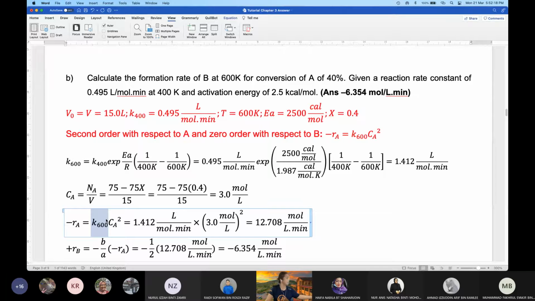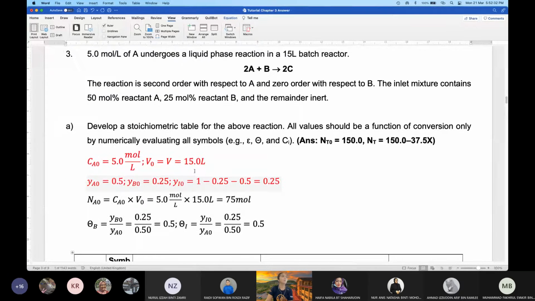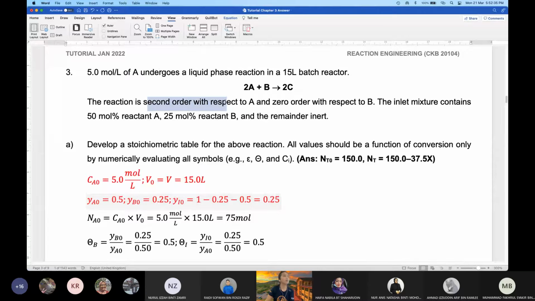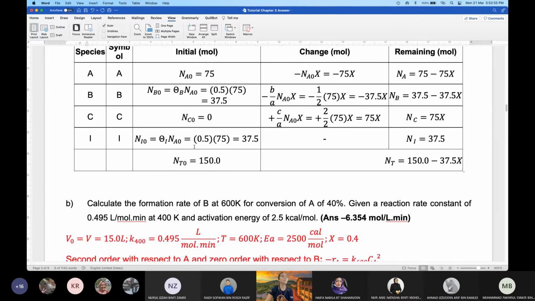Write it down first, indicate that you understand: the K must be K at 600 Kelvin. Then the rate law, the reaction order. You must check. In this question, they tell us the rate law: second order with respect to A, zero order with respect to B. So technically CA to the power of 2, since it is second order with respect to A, then CB to the power of 0. If you remember, any number to the power of zero equals 1, meaning 4 to the power of 0 is 1. So we don't write the CB part.